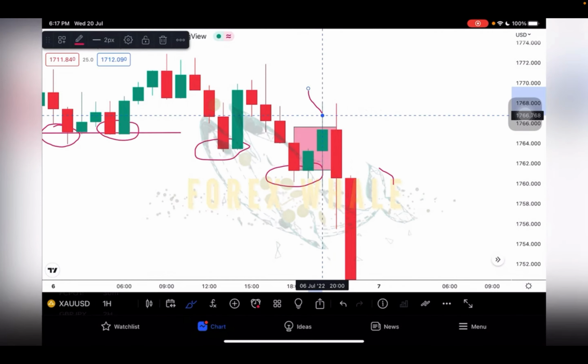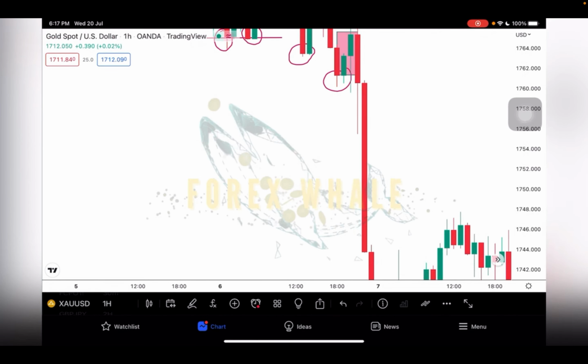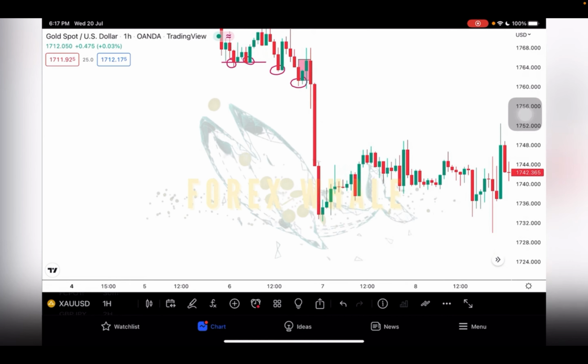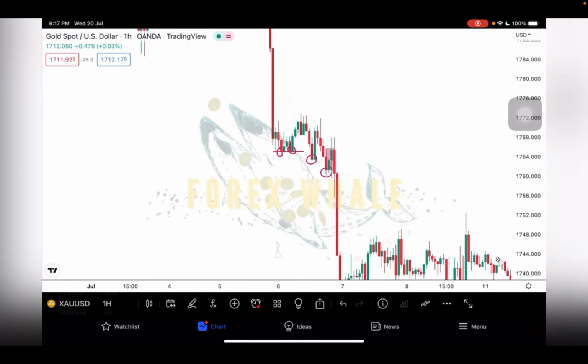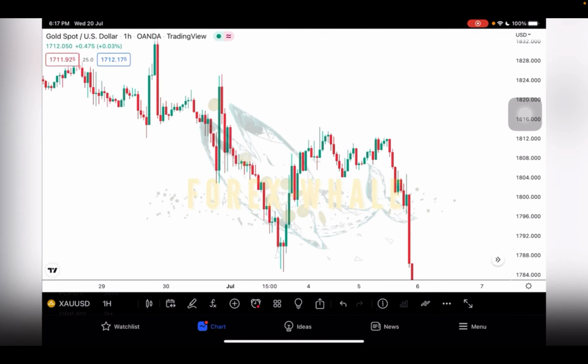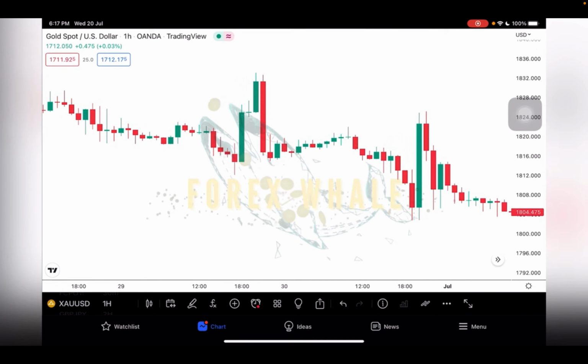So now look, price went all the way down. Okay, this is beautiful. So let's look for another bearish engulfing. The second way to trade bearish engulfing will be demonstrated later.